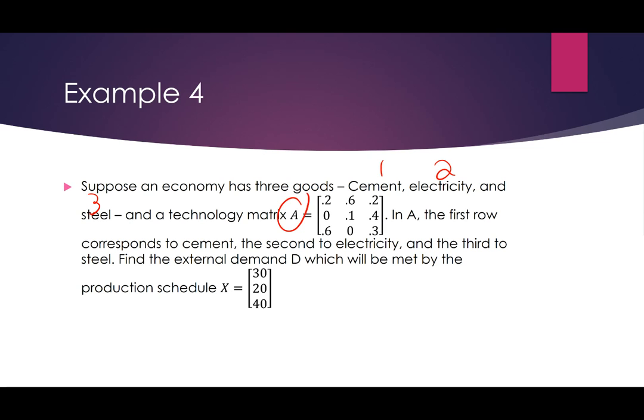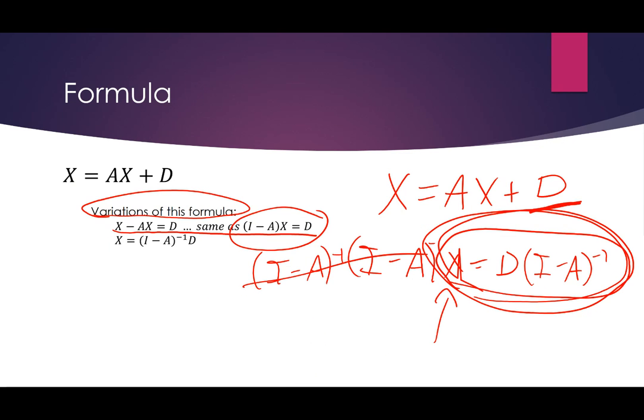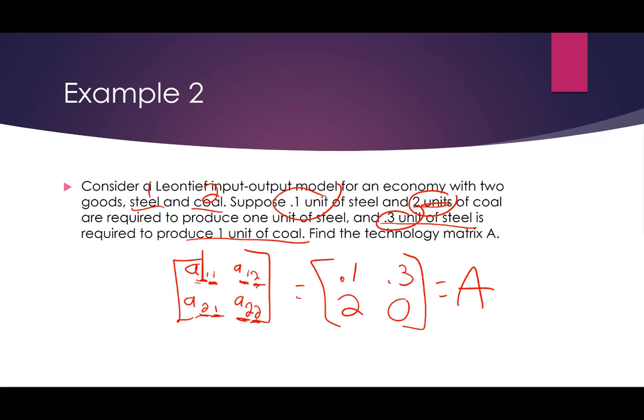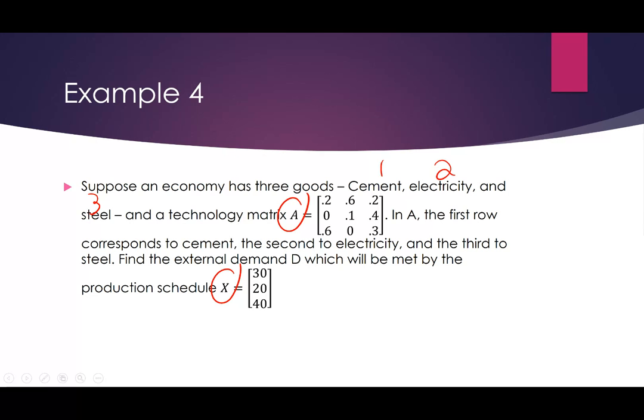So I have my A and my X. I'm looking for demand. So demand, if I go back to my formulas, was this version of the formula, I minus A times X. No inverse, right? Just I minus A times X. Let's go back to my problem. So I minus A times X is going to equal the demand matrix, which I'm trying to solve. Now I already know X is 30, 20, and 40.